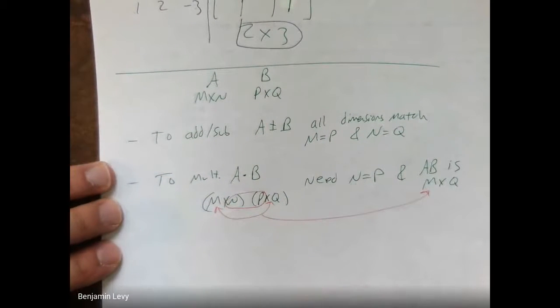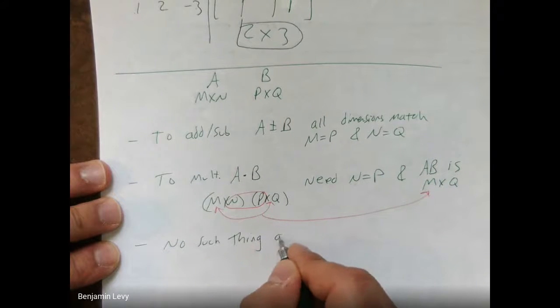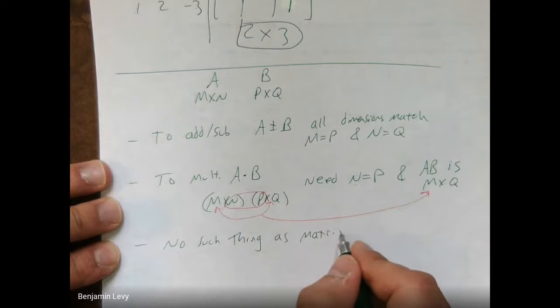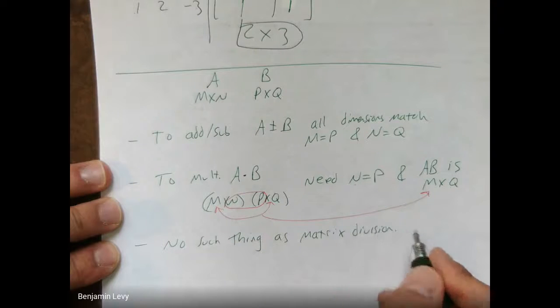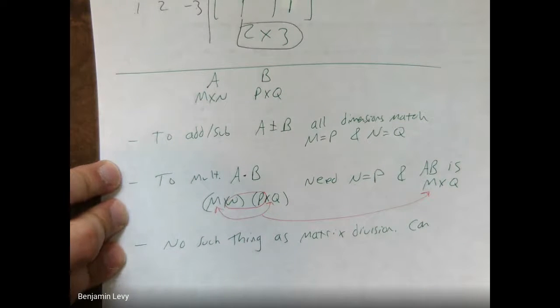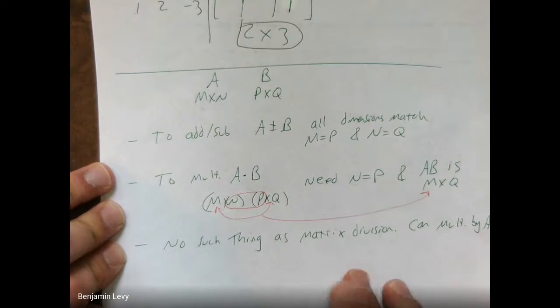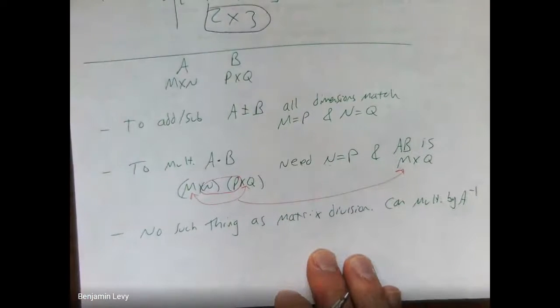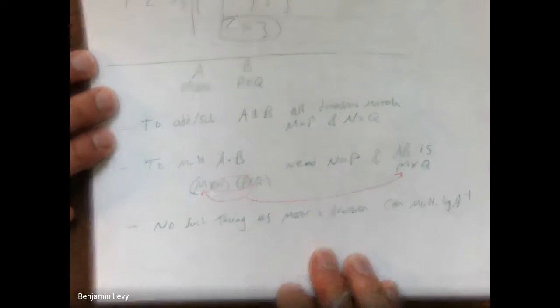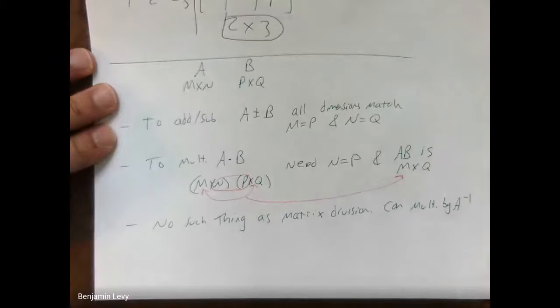There's no such thing as matrix division. You can multiply by the inverse, which is sort of kind of like matrix division, but it's not the same. Right, because first of all, A inverse might not exist. You need a square matrix. Even if you have a square matrix, it may not have an inverse. So that's the matrix version of division, but it's not the same as division because you can always divide a number, right? But you can't always multiply by the inverse.